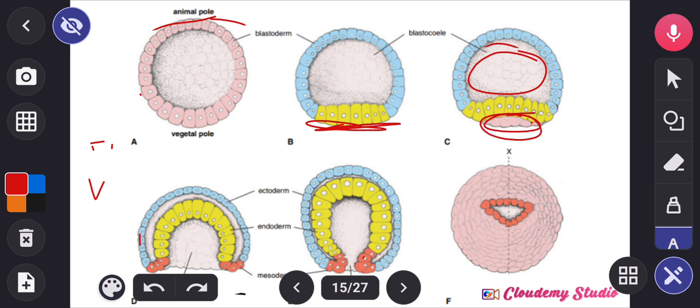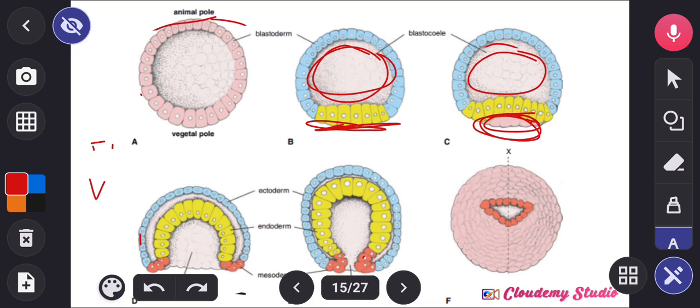We later call it archenteron, don't worry, or the primitive gut. And this one that is light peach is the blastocele. So whenever you see this one, just know that it is the new cavity that is formed due to gastrulation. And this one is the what? It is the blastocele initially.